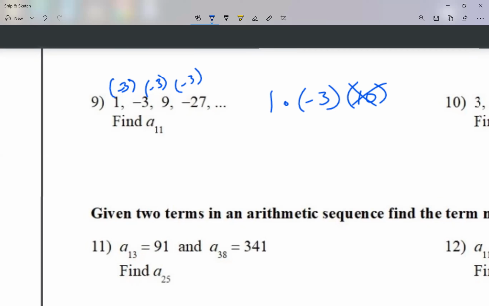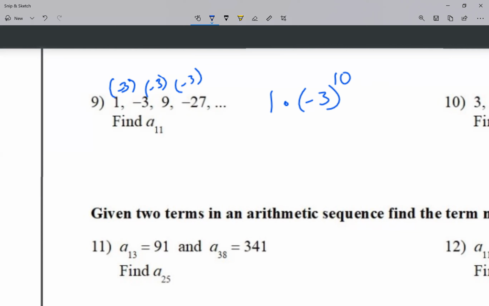Because -3 times 10, that basically means, multiplication is repeated addition. So by doing that, I will say I'm subtracting -3 10 times. So no, it's not that. Remember, how do we write repeated multiplication? Do you guys remember that? Repeated multiplication, it's an exponent. So I'm gonna write -3 to the 10th power. Repeated multiplication is an exponent.